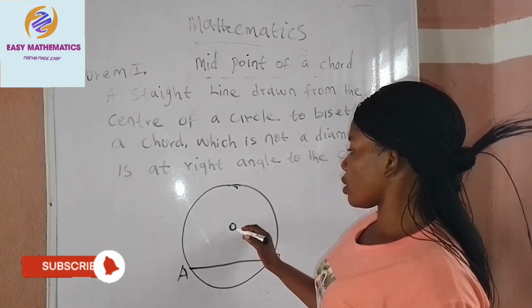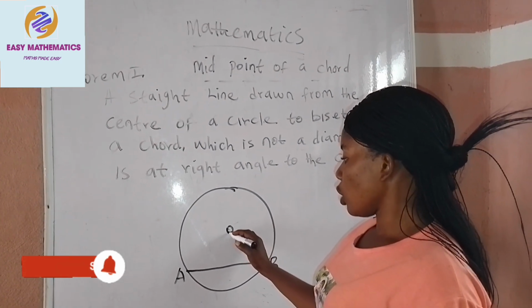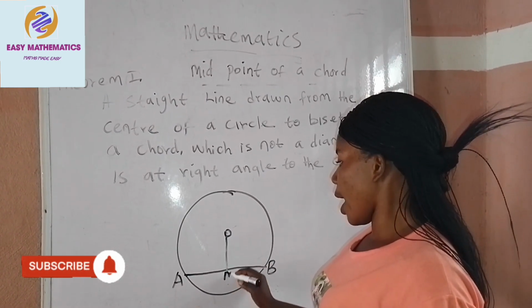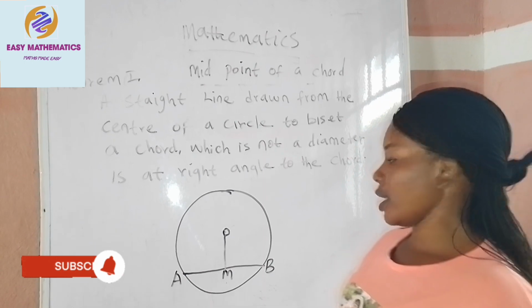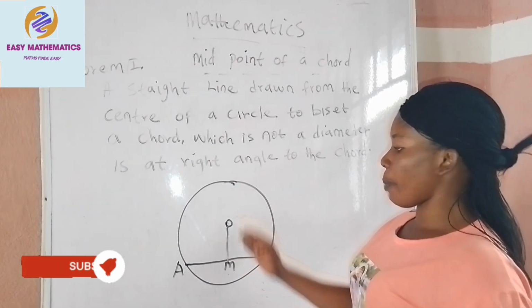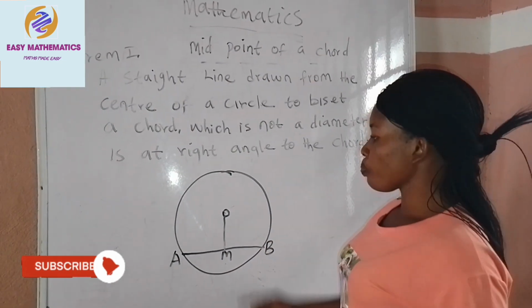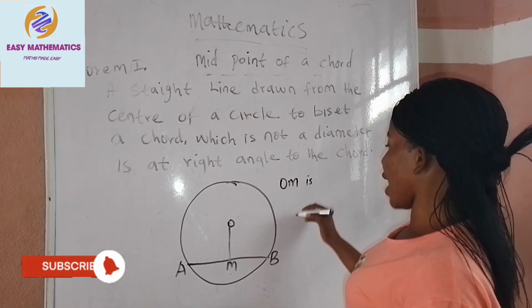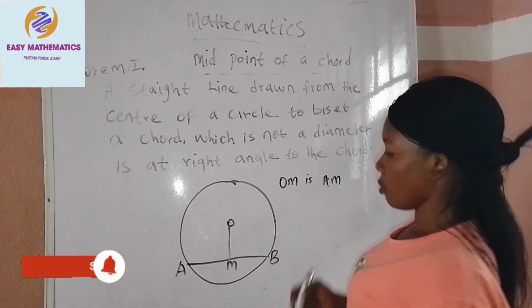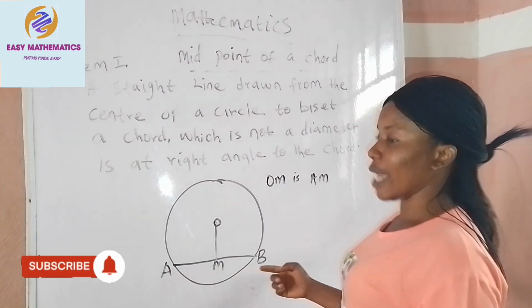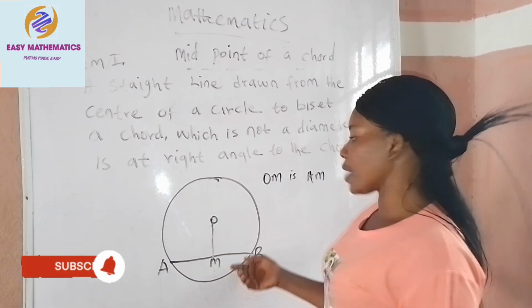Now, draw a line from O to meet line AB. We call the meeting point N. Now, this line that is drawn to meet line AB forms what is called a perpendicular angle. So, we say that line ON is perpendicular to line AN. And we say perpendicular lines are lines drawn to meet another line that forms a right angle.